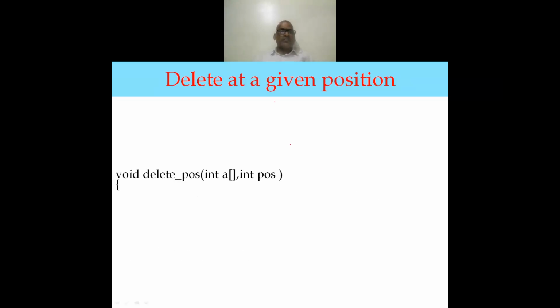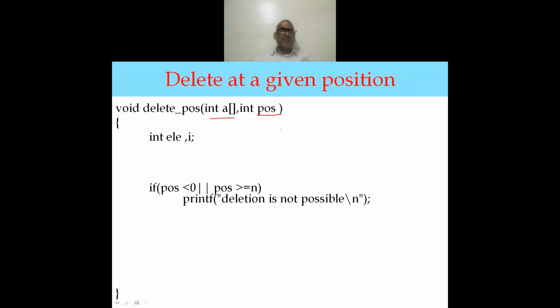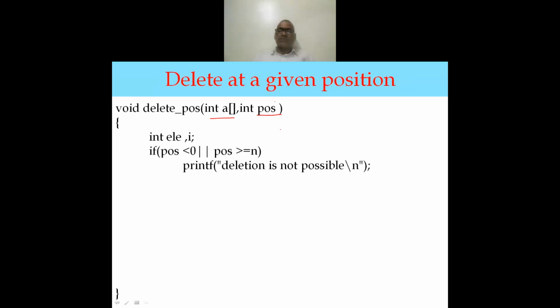So I will give the array as well as the position. The element which is present at the given position has to be deleted from the array. So again, what we are doing here is taking this position. If the given position is less than 0, or if the position is greater than or equal to n, then it is not possible to perform the delete operation.